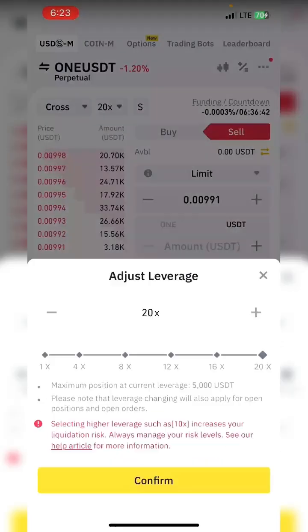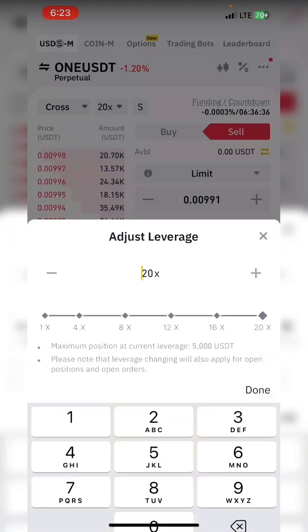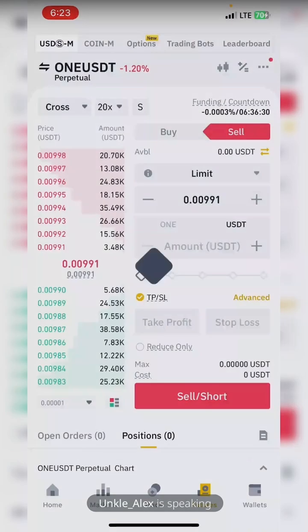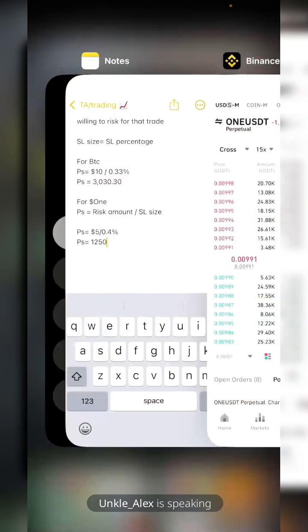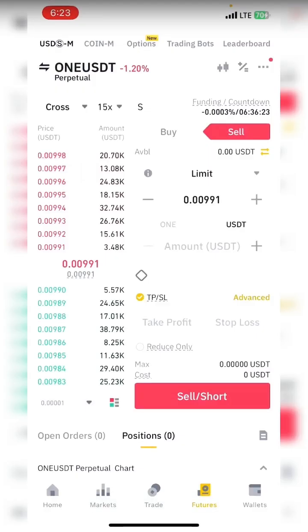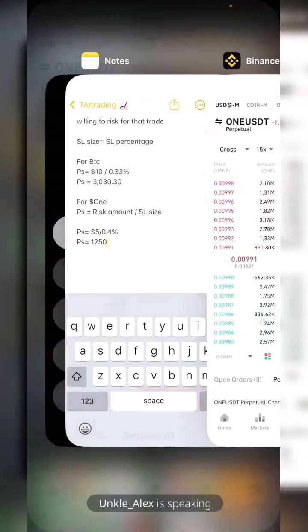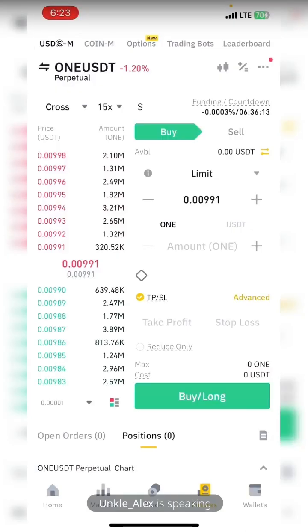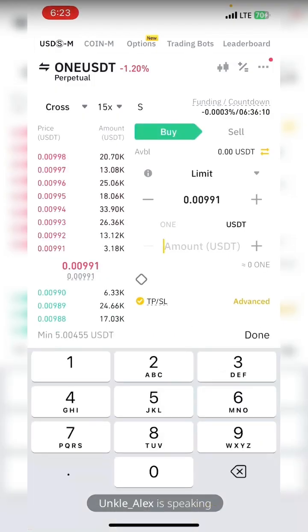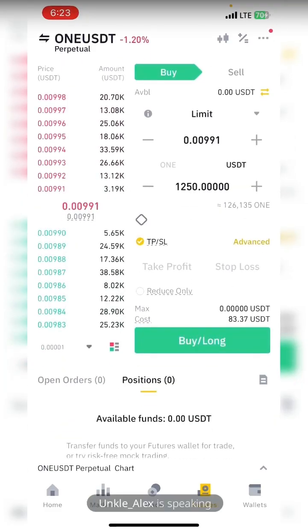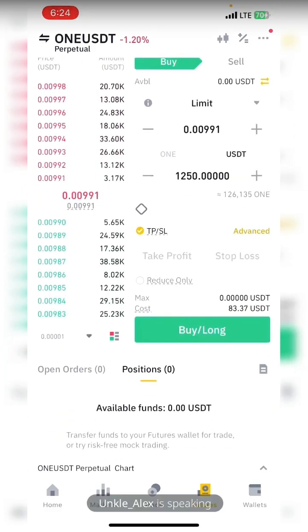So let's use 15. Oh, this one is hit. Let's use 15x. Our position size is 1,250. You come here. Remember, we are long, you know. Don't forget. Okay, yes. From here, remember, it's long. We are buying. You switch here. Remember that. So you leave one. You come to USDT. You write 1,250. Done. You see, from this now, our money that will be going in is $83.